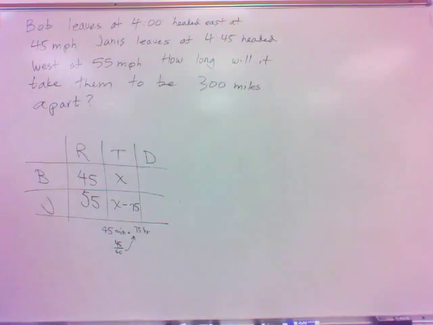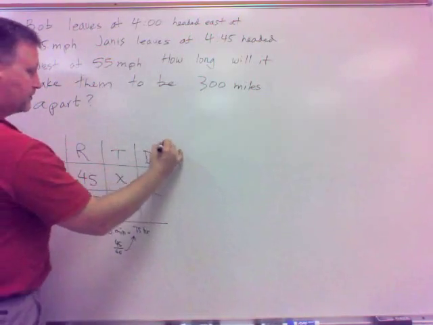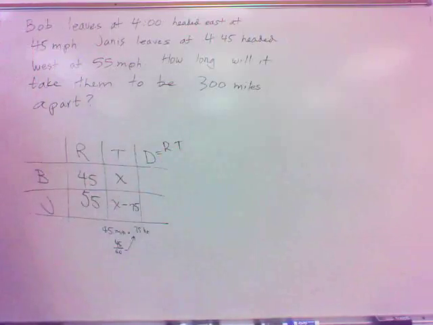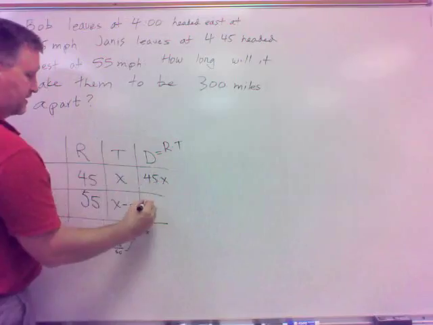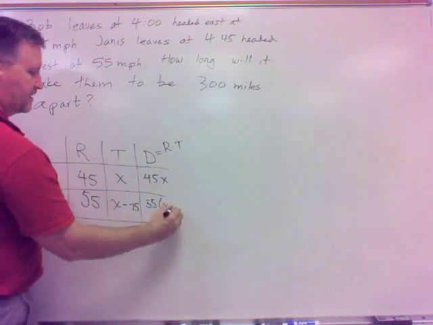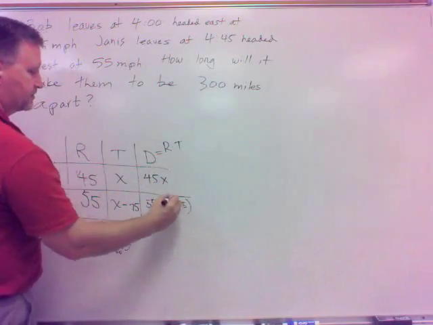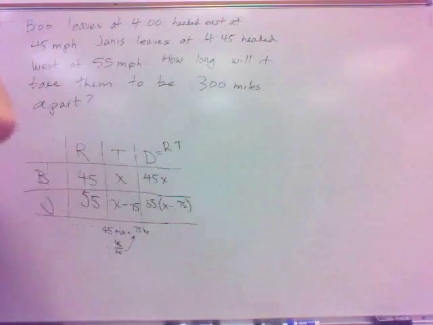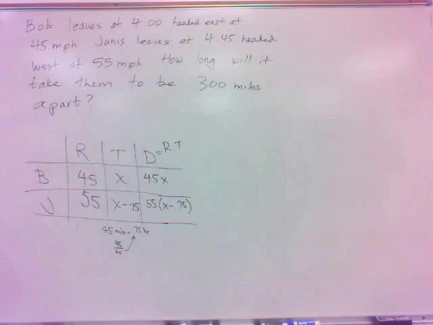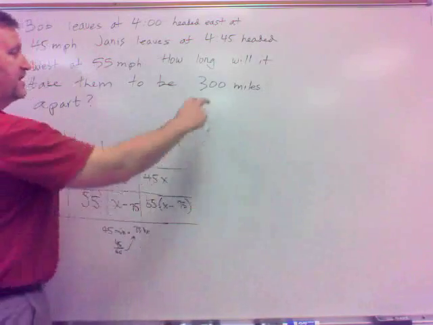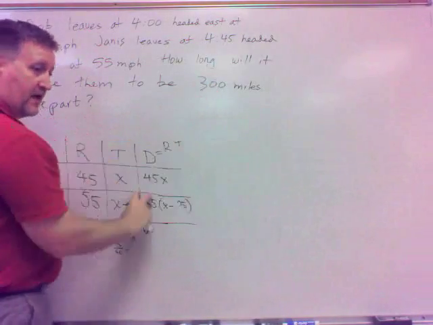One way we could do that. Now the distance, we do that over here because with those rates and times, distance is rate times time, just multiply those together. 45x, 55 times x minus 0.75. Now, I might point out here, sometimes we added those. Sometimes we set them equal. But again, remember these are distances, and in this case I have the total distance. So I want to add those.